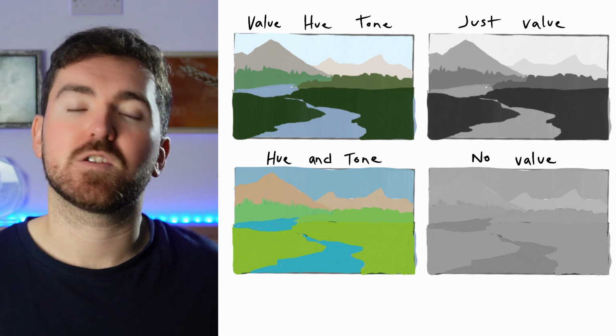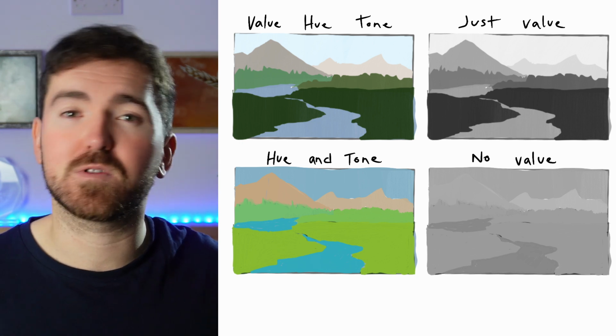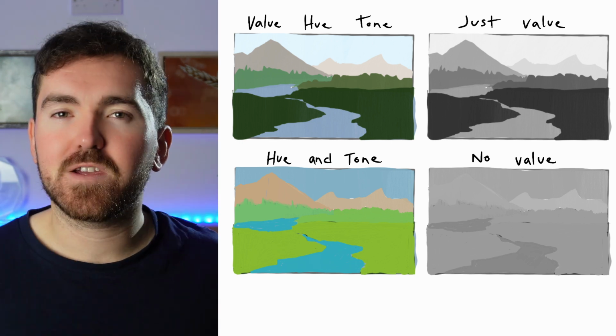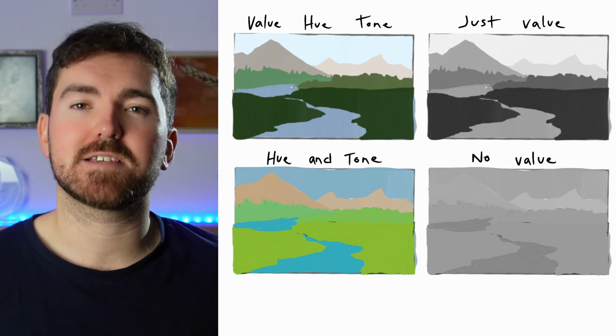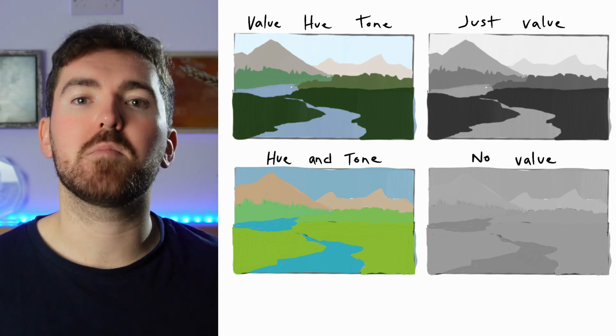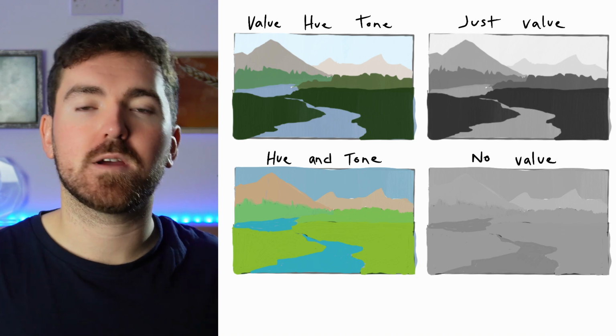Of the 3 scales, value is the only one that can be used to create successful compositions on its own. So you might have heard of value studies, where people do things in black and white. Values can skew the quality of a painting so much more than hue and tone. You can have your hue and tone correct, but if your values are off, then your painting is just going to look flat, boring, and not very realistic. But if your values are correct, it can actually offset any errors that you might have in the hue and the tone of your painting.